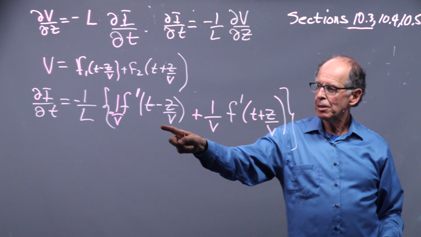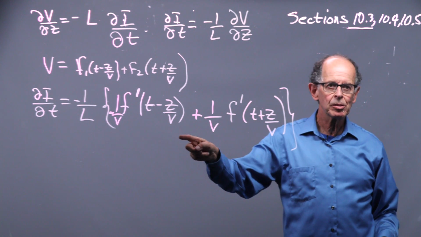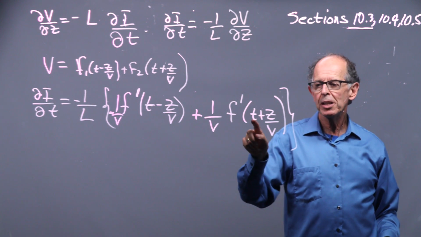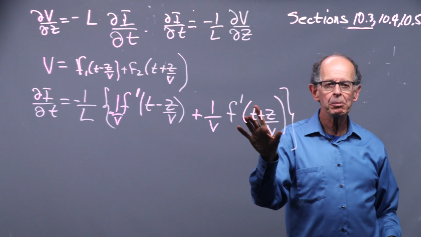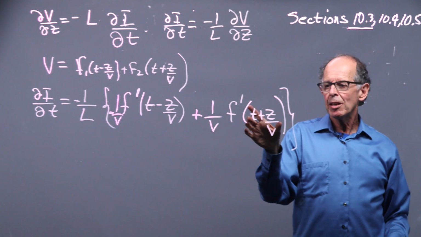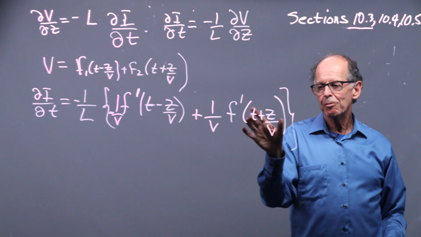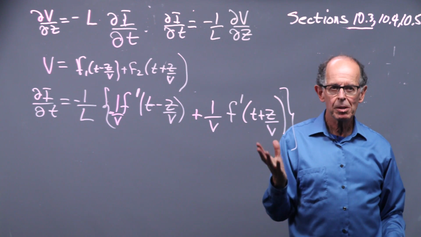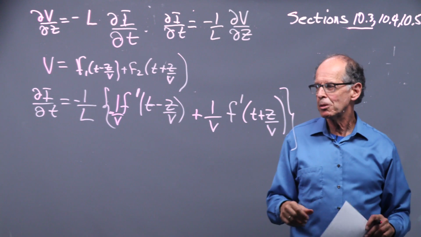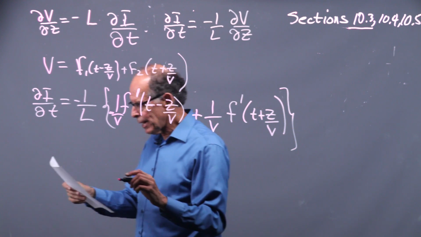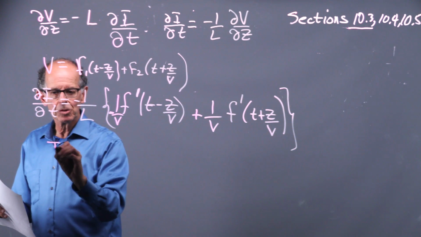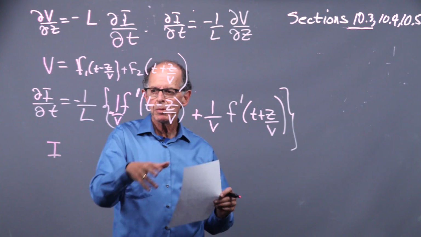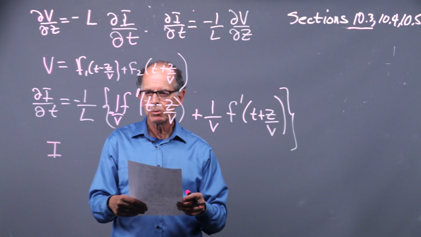The argument is not with respect to time, but a time shift, t minus z over v. Time shift, t plus z over v. But when we integrate, it doesn't matter whether we integrate with t or t plus a shift, because that can always appear in the limits of integration. So to get I out of this, we just integrate with respect to t. So the arguments actually drop out.